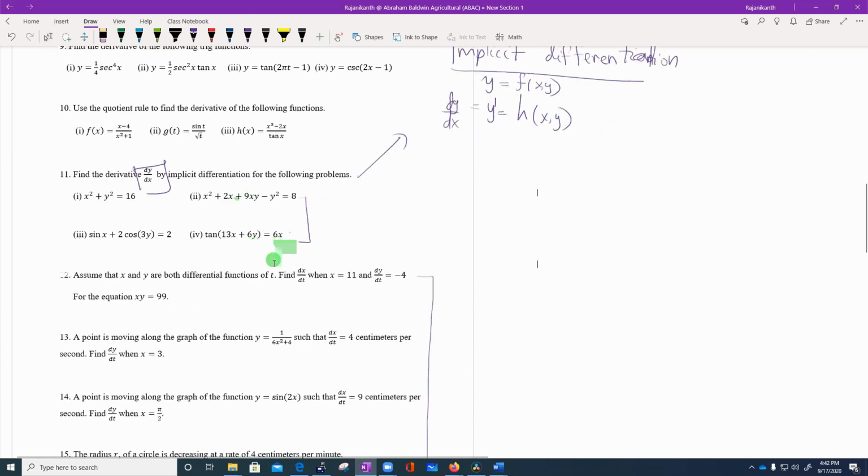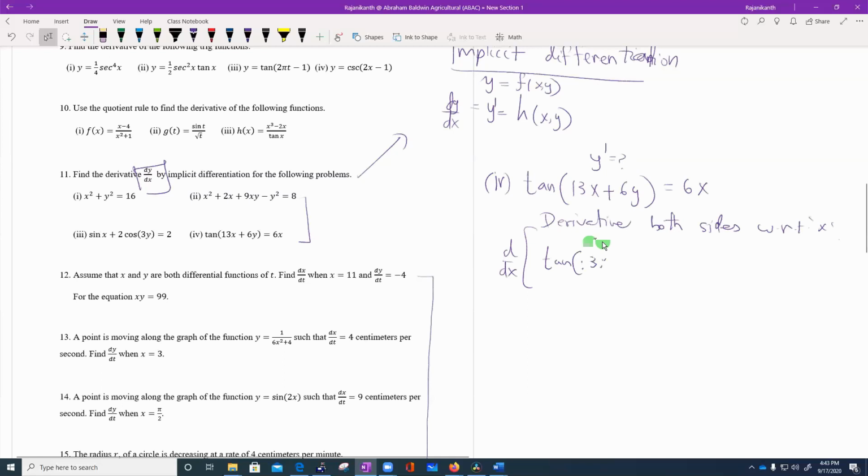So let's work on problem number 4. Again, we are finding y prime, but the given function is now a trigonometric function. We don't know y prime, so I'm going to find the derivative of both sides with respect to x. So d over dx of tangent of 13x plus 6y is my left side. My right side is a simple function.